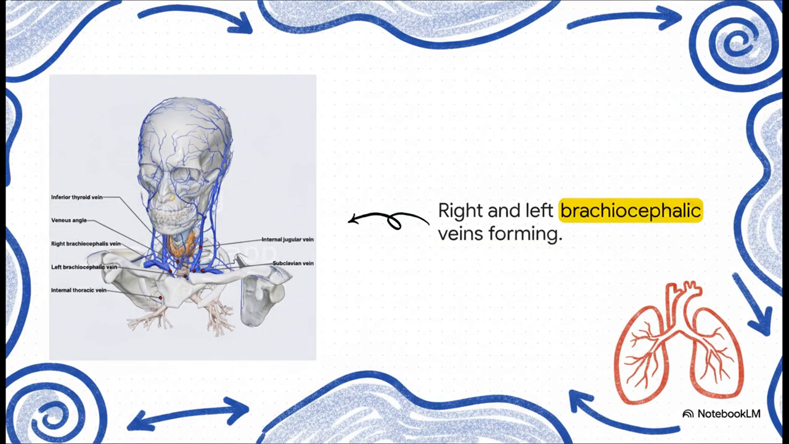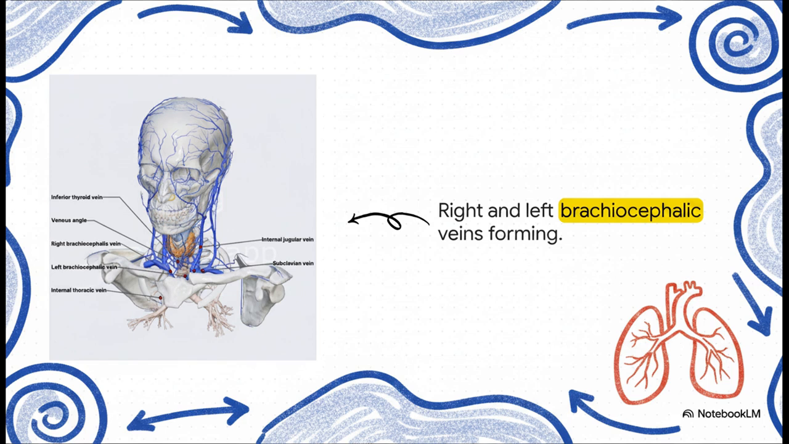And that brings us to the grand finale of our downward journey. Right after the internal jugular and subclavian veins merge at that venous angle, they form what's called the brachiocephalic vein. Some folks also call it the innominate vein. Naturally, you have a right and a left brachiocephalic vein. Notice how the right one has a fairly short, mostly vertical drop, while the left one is quite a bit longer because it has to cross over.